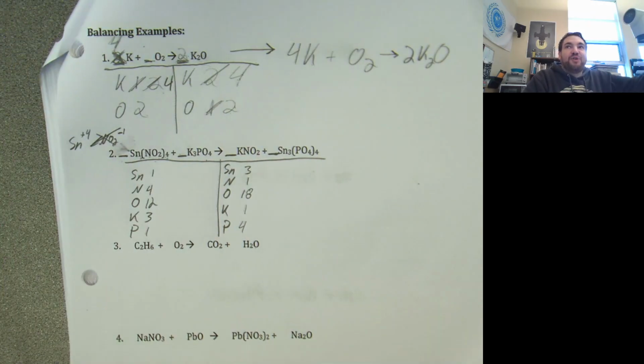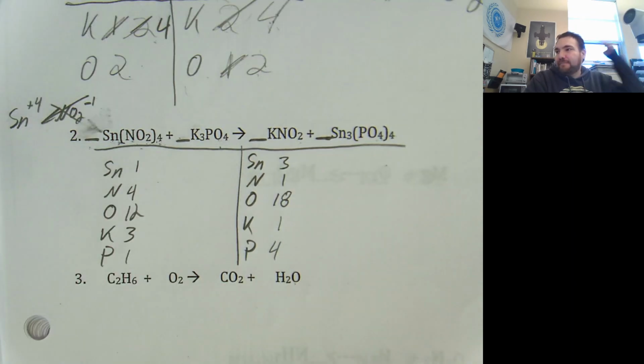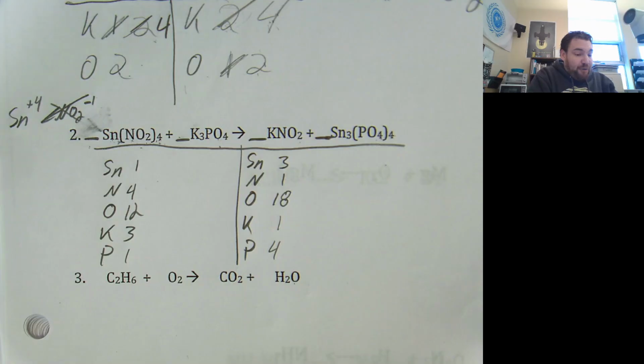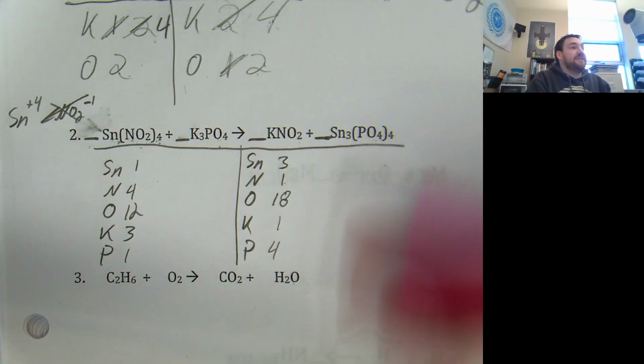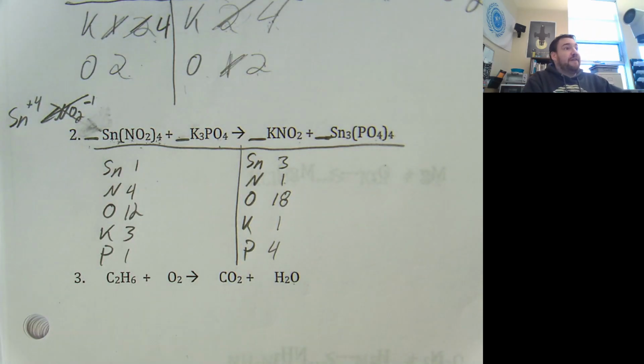So here we go. I'll zoom in so it's easier to see. So you can see we've got problems. The tins are not balanced, the nitrogens aren't balanced, the oxygen, nothing is balanced. And so we're going to start on the left and work our way right, and we're going to tweak coefficients until everything is happy.